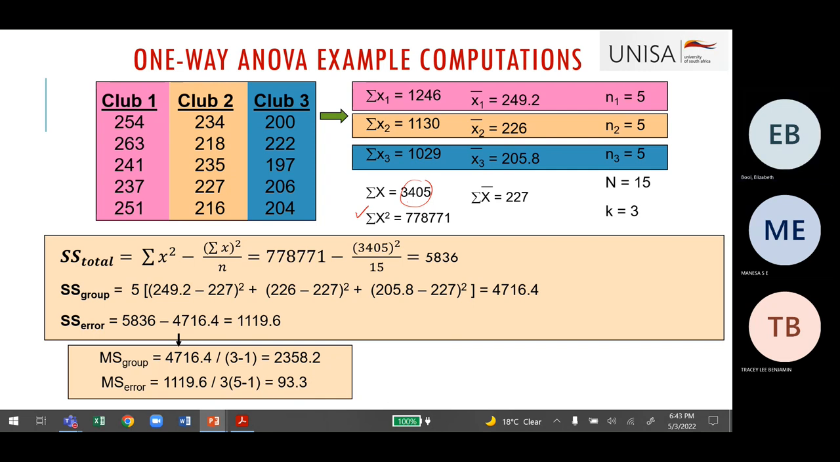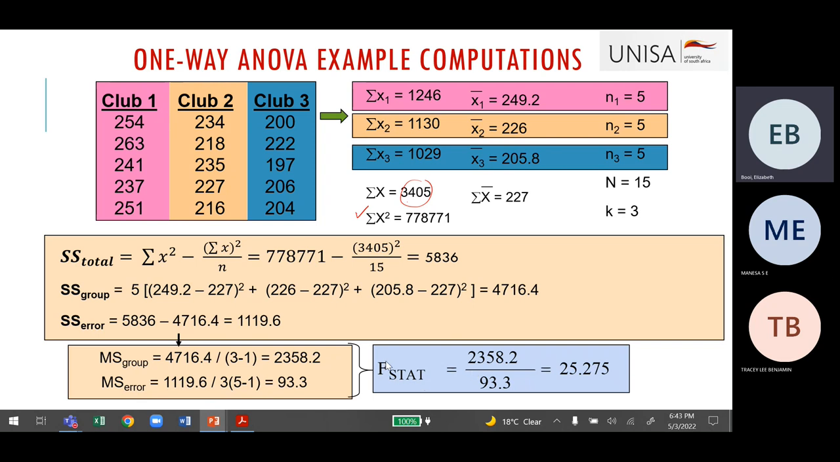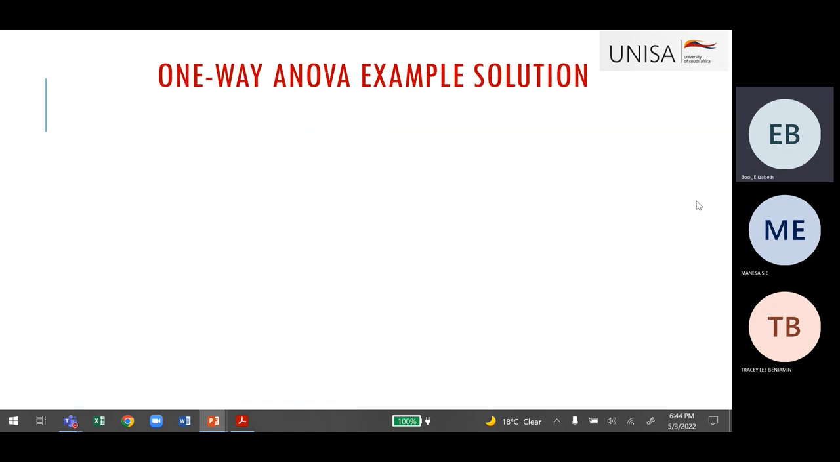So now we have the MS group, we can move on and calculate our test statistic. Our test statistic is given by the mean square group divided by the mean square error. So our test statistic will be 2358.2 divided by 93, which gives us 25.27. Now this is part of the table. So I have my table, and I can go ahead and start doing my hypothesis testing because I've got all the information I require to continue.